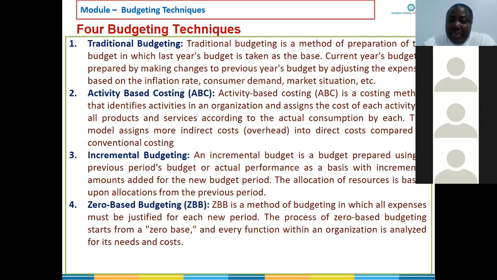Zero-based budgeting would be ideal, but it is very time-consuming to do. Starting everything from scratch and trying to build it up as if they didn't exist yesterday is mostly not used in organizations, though it is an ideal situation that it should be used.